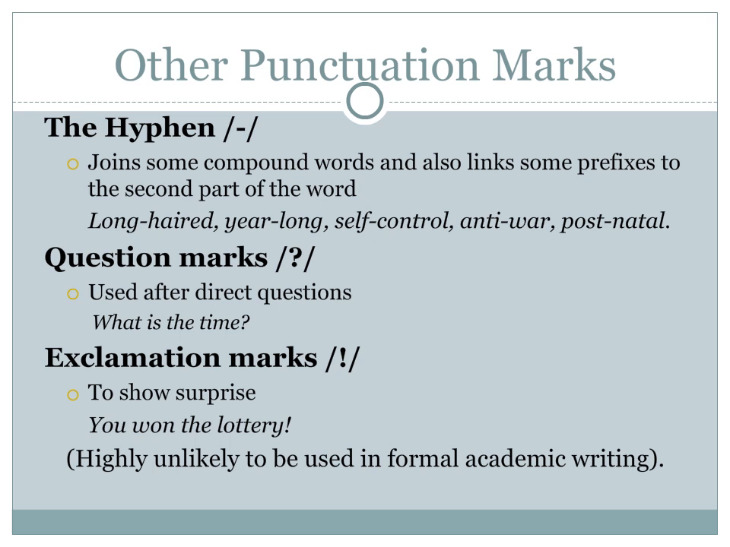A hyphen joins some compound words and also links some prefixes to the second part of the word. So in the examples below we've got long-haired, year-long. The first two of these are two-part adjectives, and it's usual to use a hyphen if you've got a two-part adjective before a noun. So for example, you talk about a long-haired boy, and it's just used for clarification really. And a year-long holiday. Then we've got other compound words there: self-control, anti-war, postnatal.